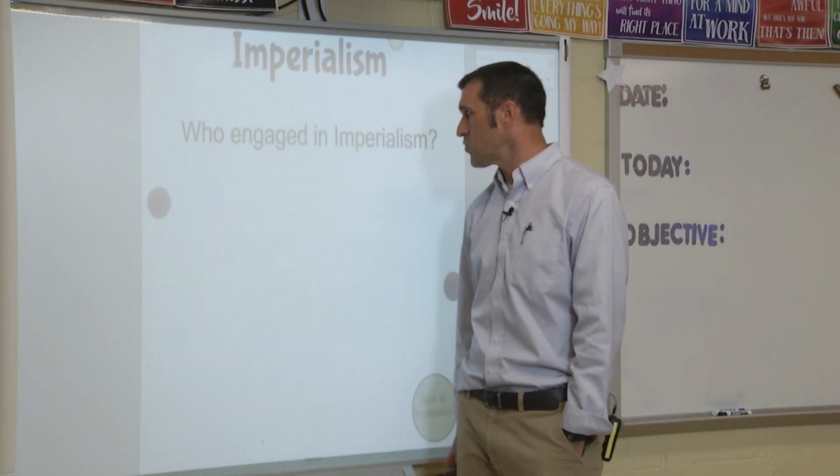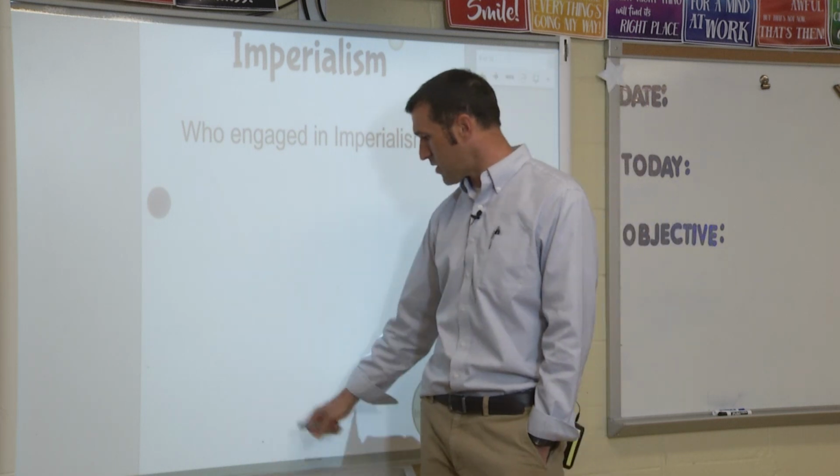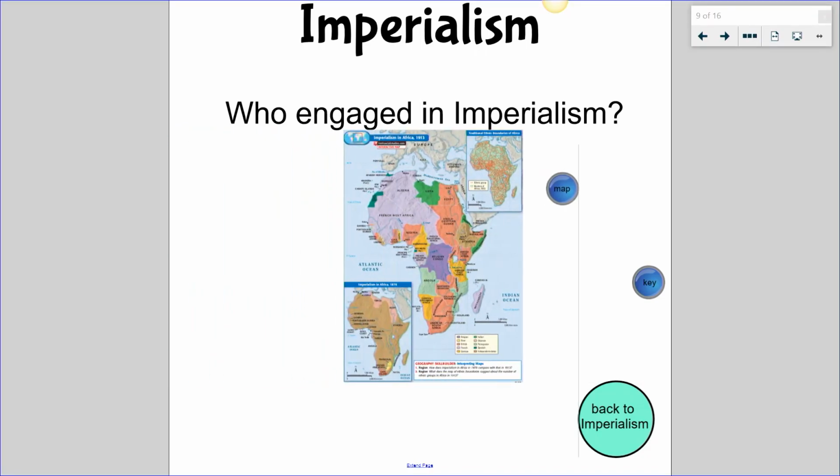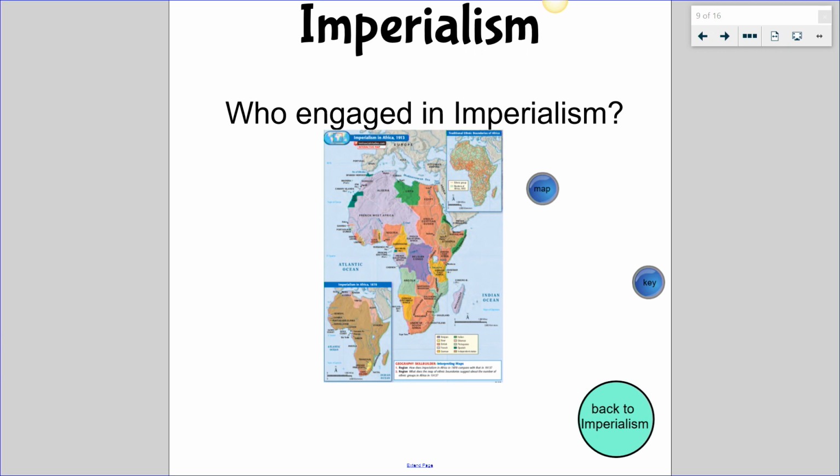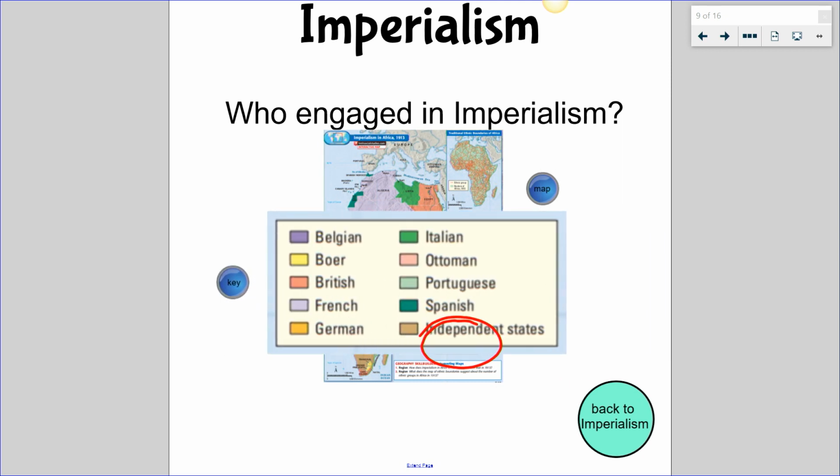Now let's look at who engaged in imperialism. So I'll pull up the map, and on the map we have that same map of these European countries that have colonized. Now you may not be able to see it, but on this particular map, there's a key that shows what European countries are there. So I'm going to pull that key out so you can see it a little bit better. And these are the different countries that engaged in imperialism in Africa.